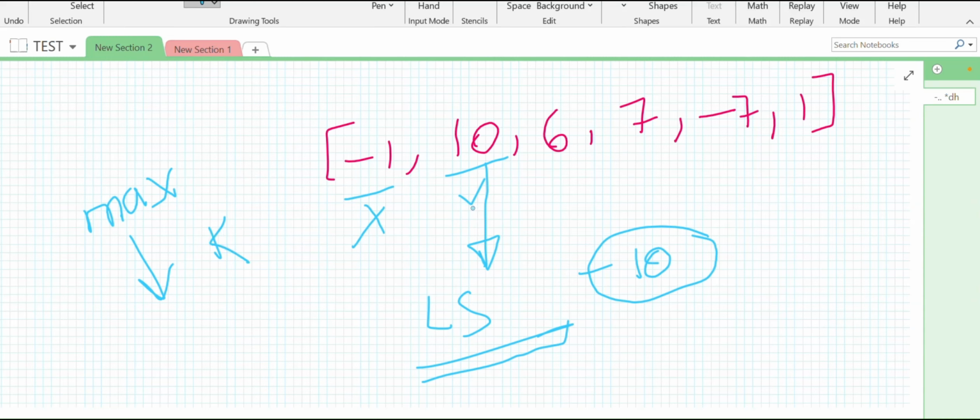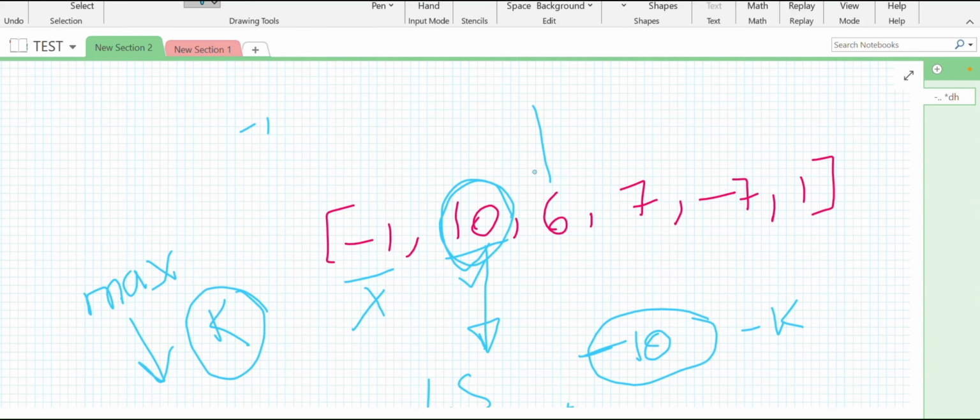That means I know k is present if this is positive, and if I see that -10 is also present, that means -k is also present, so I will try to find the maximum value of such k. In that way, I will check all positive integers. For 10, -10 is not present, so 10 can't be my answer. Then we'll try with 6. 6 is a positive integer, so we'll try to find -6 in that array.